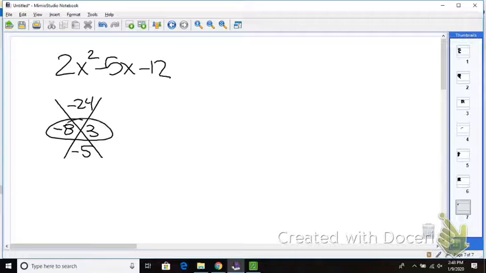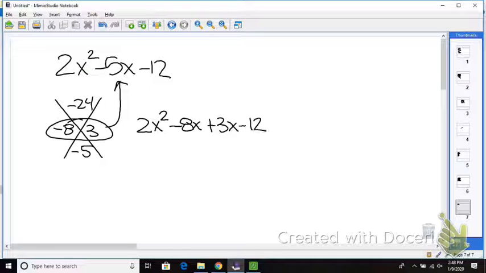So I have to replace my b term with those two numbers. So I have 2x squared minus 8x plus 3x minus 12. And I'm going to stop you right here because from here on, this is called factoring by grouping. I've never really called it that. But if you notice on our objective today, the first thing is you're going to factor by grouping.